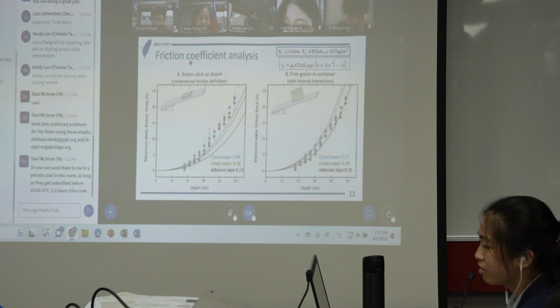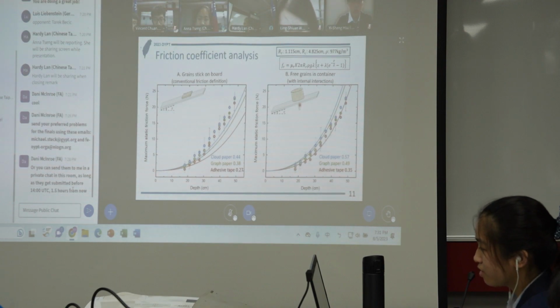And here is a friction coefficient analysis. Since we have mentioned two kinds of measuring methods, we compare the theoretical line for these two parts, and we found that by using the method of free grains in a container, the theory can predict better than using the grain stuck on the board. And that's because in our experimental condition, the rice have internal force. So we need to use this method.